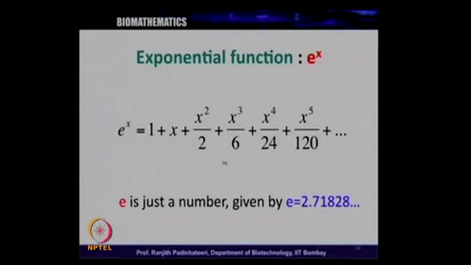Now, let us ask this question: where do we stop this series? Can we stop at x, x square, x cube? Is it correct to say that e power x is 1 plus x? Or is it correct to say that e power x is 1 plus x square by 2? It is not correct always, but in some cases you can approximate e power x with 1 plus x and so on. So, let us look at this next graph here.